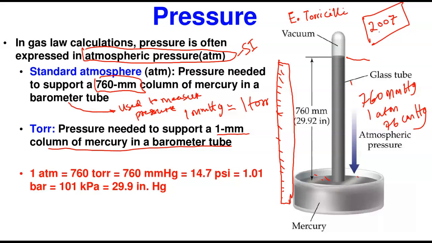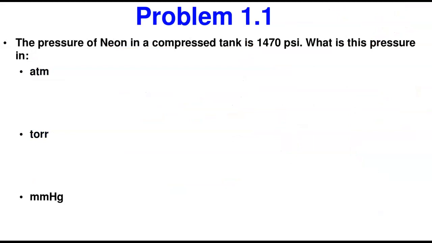So from this experiment, we found out that 1 atmosphere of pressure is equal to 760 torr, or 760 millimeter mercury. And this is also equal to 14.7 psi. This means pounds per square inch, which is used in the United States. And this is also equal to 1.01 bar, which is also equal to 101 kilopascal, or is also equal to 29.9 inches mercury.